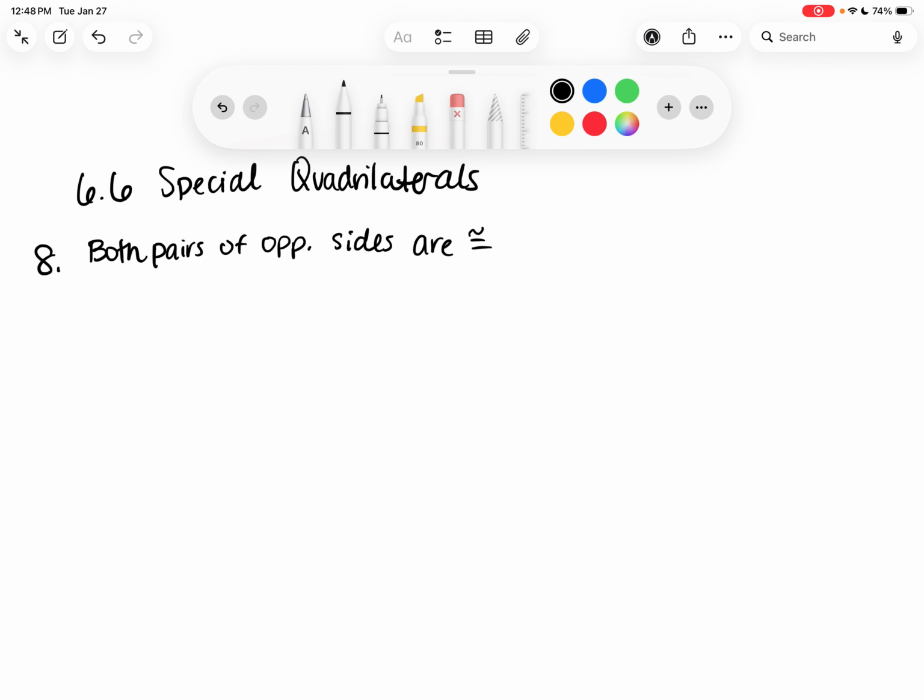All right, so I'll just do it this way. Both pairs of opposite sides are congruent. Is that true for a parallelogram? Yes. Is that true for a rectangle? Yep. Is that true for a rhombus? Yep. Is it true for a square? Is it true for a kite? Nope. Is it true for a trapezoid? Is it true for an isosceles trapezoid? Nope. So just those 4.